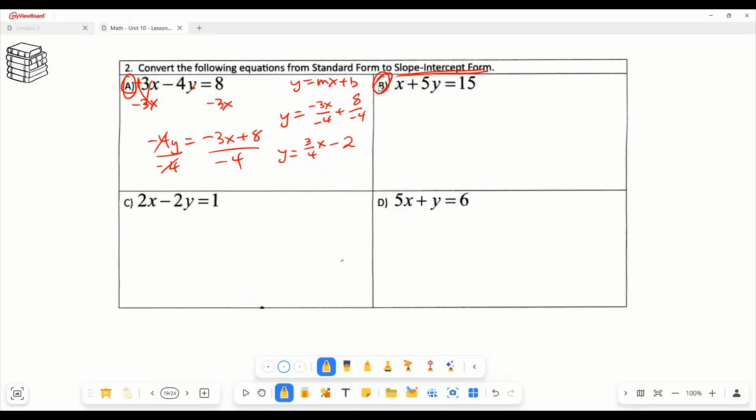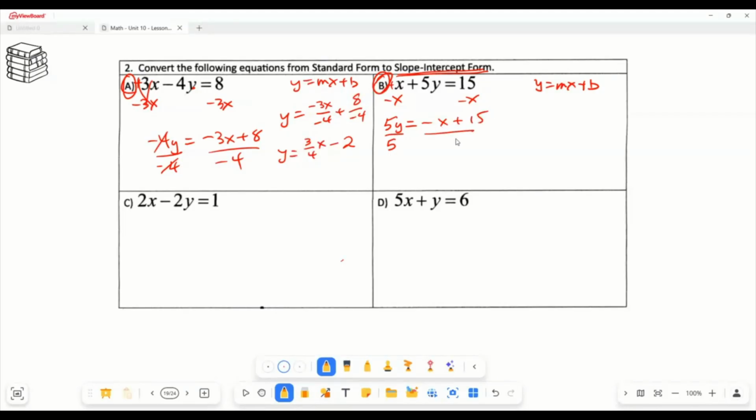All right, do 2b. Looks like that is everybody. All right. So we need y equals mx plus b. This is a positive x. That needs to go over here. So I need to subtract x. Subtract x. 5y equals negative x plus 15.